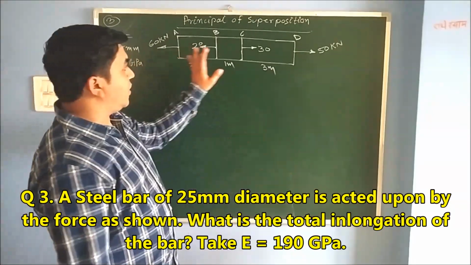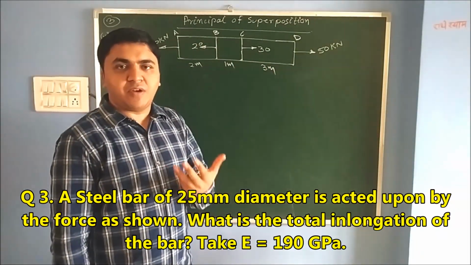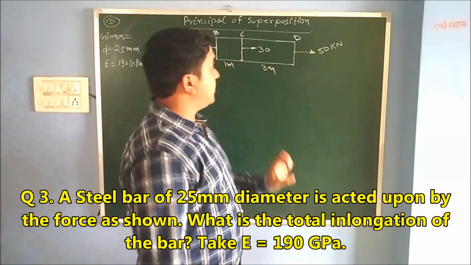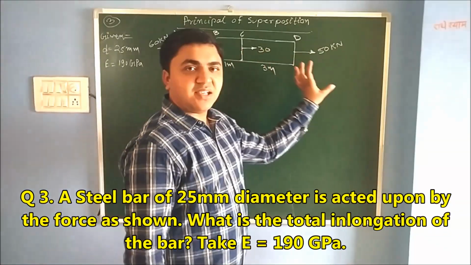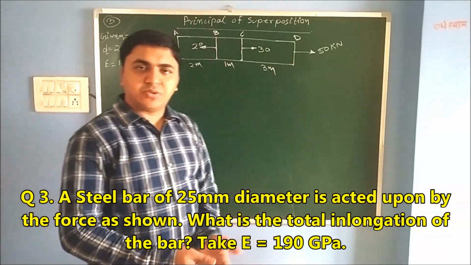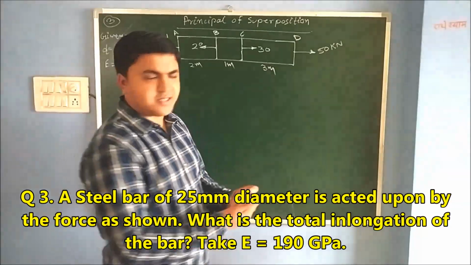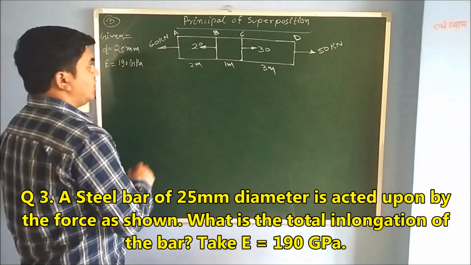But if here intermediate load is applied, then you have to find out the free body diagram of individual sections, that is section AB, section BC and section CD, and you are supposed to find out the load acting on those individual sections. Let's see that. Very easy thing is there, don't need to worry.